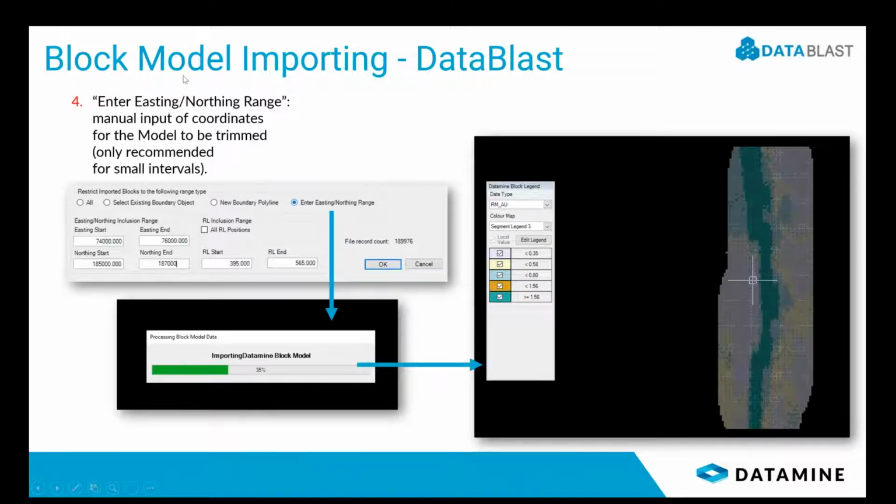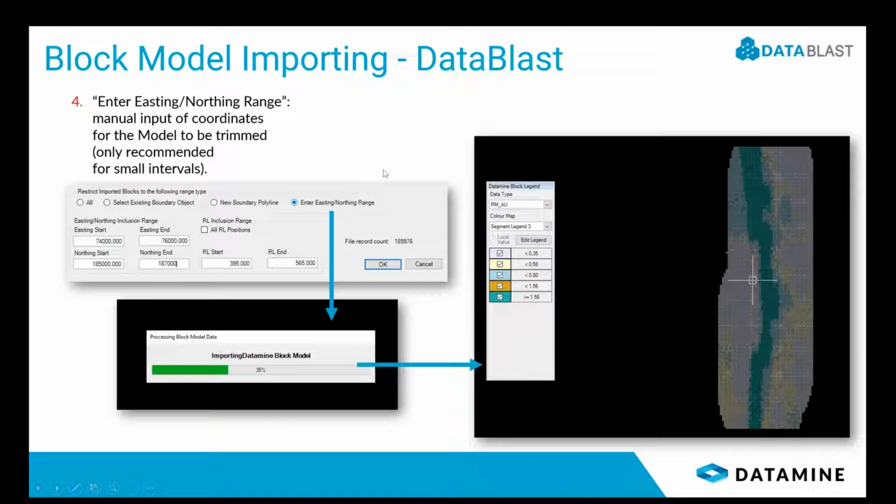The fourth is entering a northeastern northing range, manual input of coordinates. I don't really recommend this for big intervals, because it can get tricky, but it's useful if you know where you are and which coordinates you want.